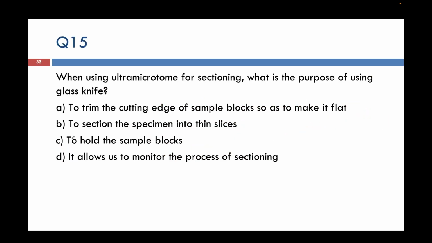And this is the last question. When using an ultramicrotome for sectioning, what is the purpose of using a glass knife? To trim the cutting edge of the sample blocks so as to make it flat, to section the specimen into thin slices, to hold the sample blocks, or to allow us to monitor the sectioning process? Why do we use the glass knife? It's a simple question. The knife is used for cutting, so the correct answer is to section the specimen into thin slices.